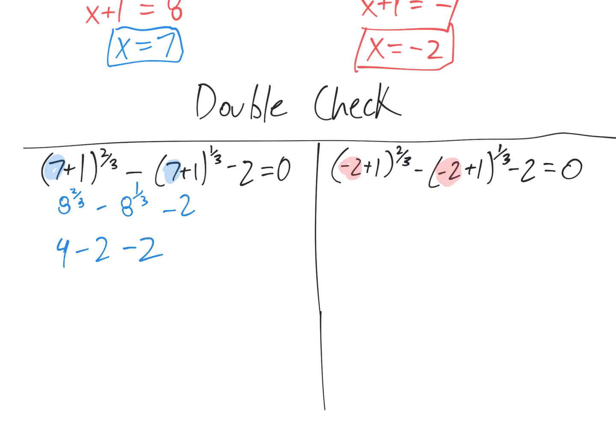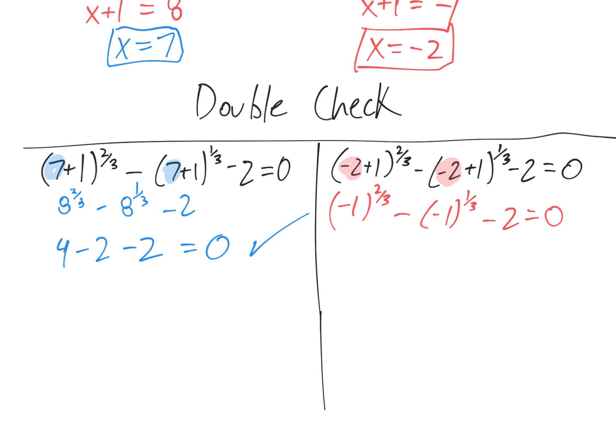So that's simplifying down 8 to the 2/3 and 8 to the 1/3. And that does in fact equal 0. So I'm going to say, okay, great, that side looks good. Let's go ahead and do the right-hand side as well. So I've got -1 to the 2/3 minus -1 to the 1/3 minus 2 equals 0.